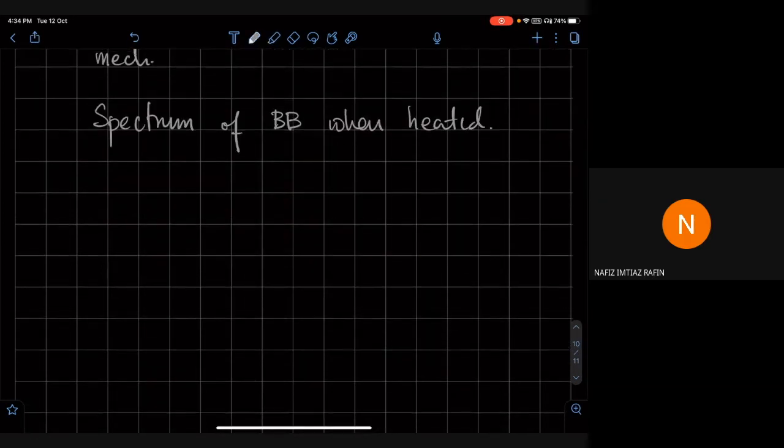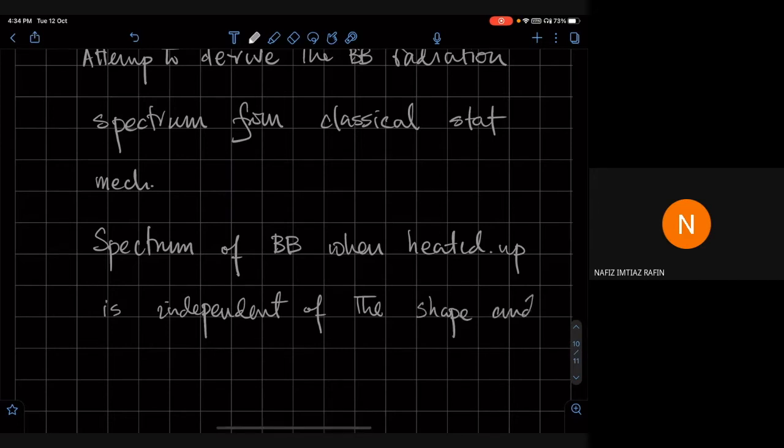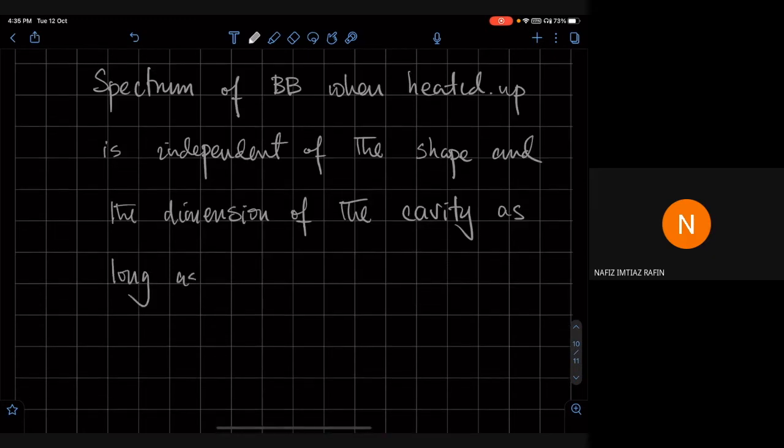Okay, so the spectrum of the black body when heated up is independent of the shape and the dimensions of the cavity, as long as the cavity is large enough. Okay.